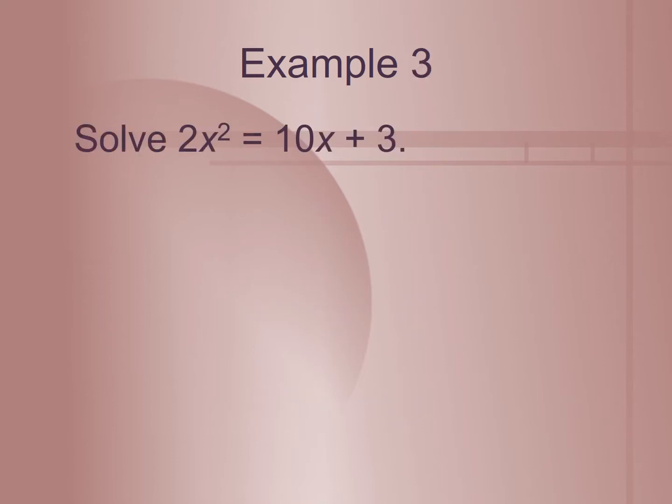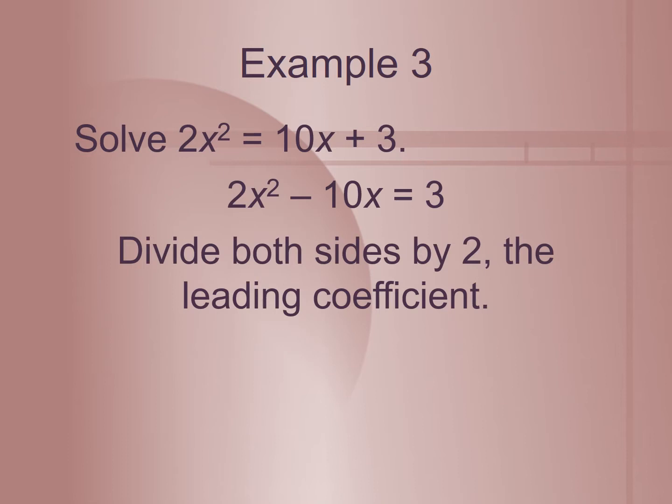So next example, I have 2x squared equals 10x plus 3. The very first thing I have to do is move that 10x over to the same side as the x squared. And then I have to divide by my leading coefficient of 2. When I do that, I end up with x squared minus 5x equals 3 over 2. Now I can complete the square.